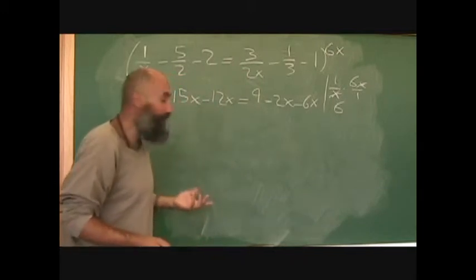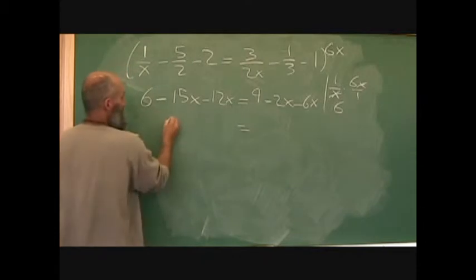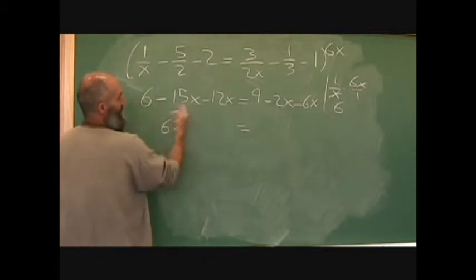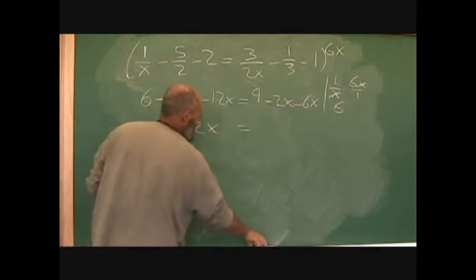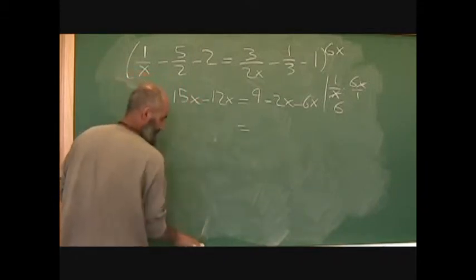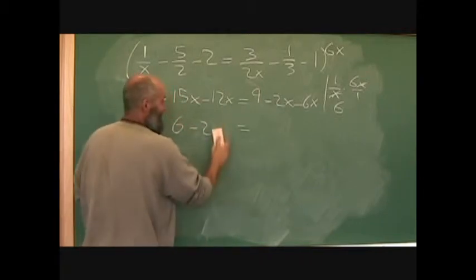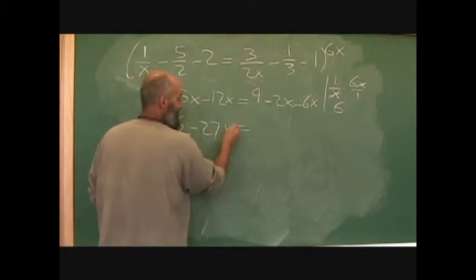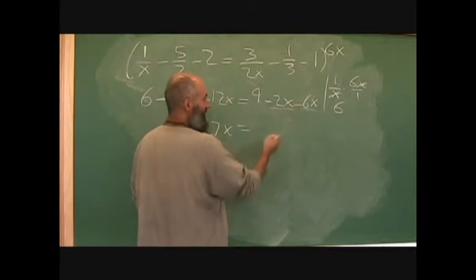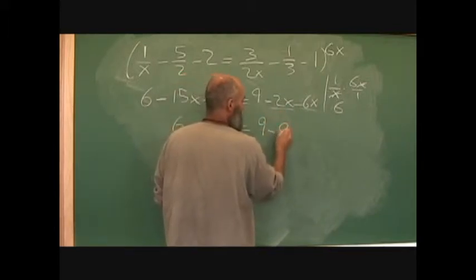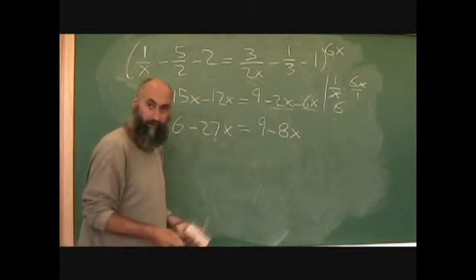Right? And again, what you do is you combine your like terms on both sides. Line up your equal sign. So you got 6 minus negative 15x minus 12x is negative 27x. 6 minus 27x. And negative 2x minus 6x is not 8x. So 9 minus 8x. Bring all your x's to one side, take your numbers to the other side.